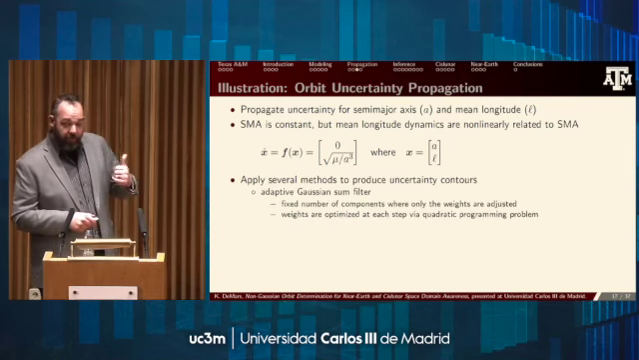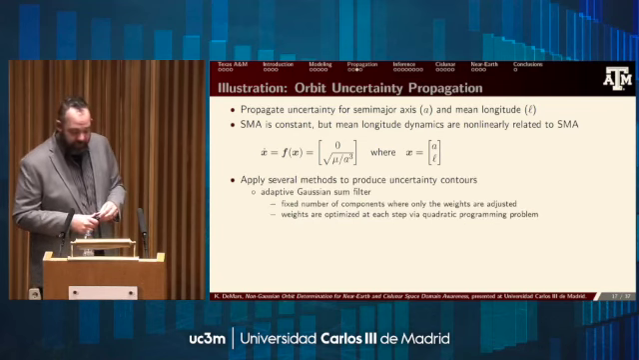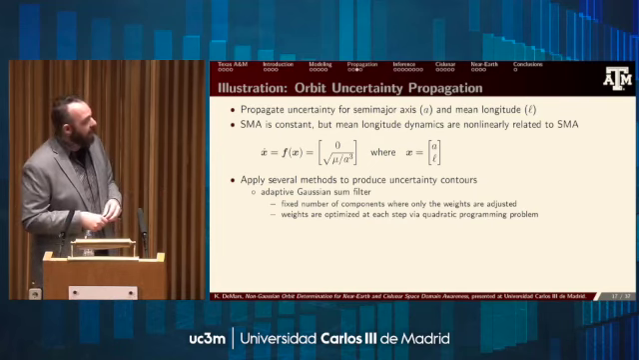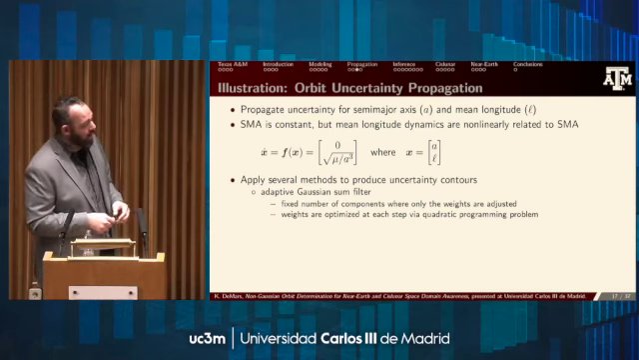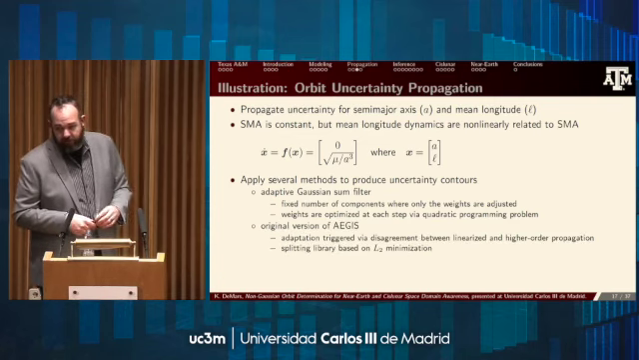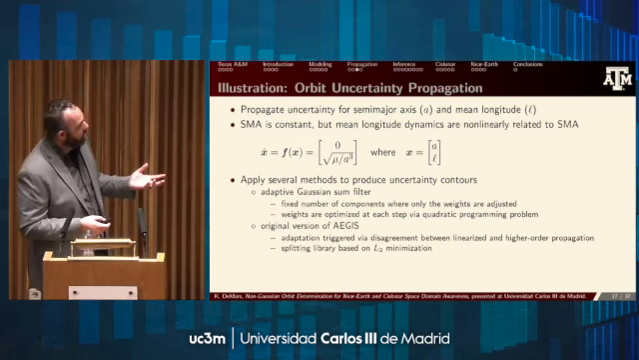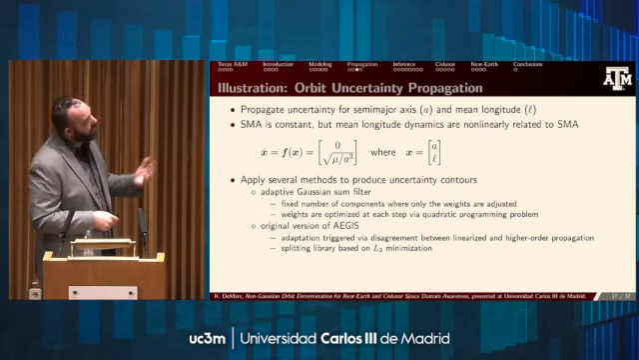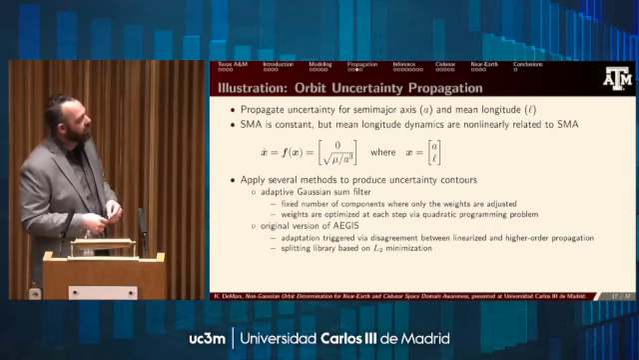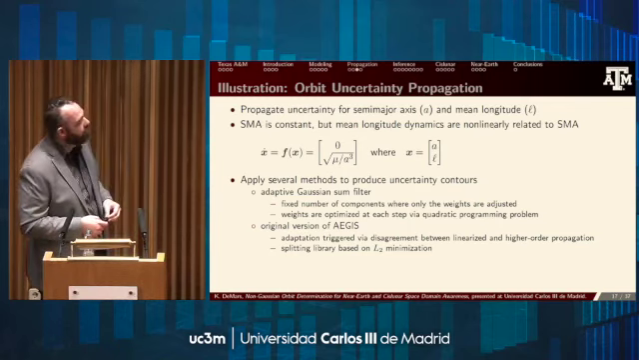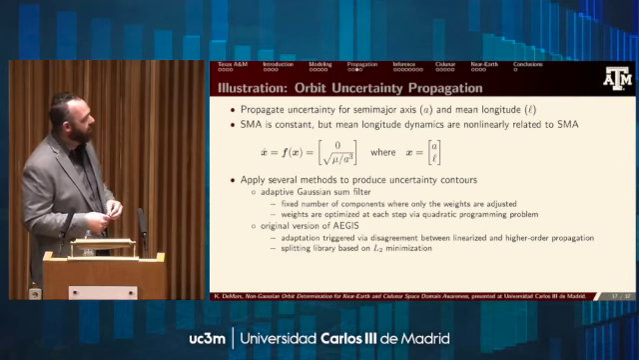We're going to apply a couple different methods here. One is the adaptive Gaussian sum filter. This is basically an approach that takes a fixed number of Gaussian components, and it seeks to find a set of optimal weights that are solved via a quadratic programming problem. The second one is what I'm going to call the original version of AGIS, which is now about 15 years old, where adaptation is triggered via disagreement between a linearized and a higher order propagation of uncertainty. And then the splitting library, which is what you saw on the previous slide, is based on L2 minimization, basically finding the optimal set of components of a GM that match a Gaussian by minimizing the L2 norm.